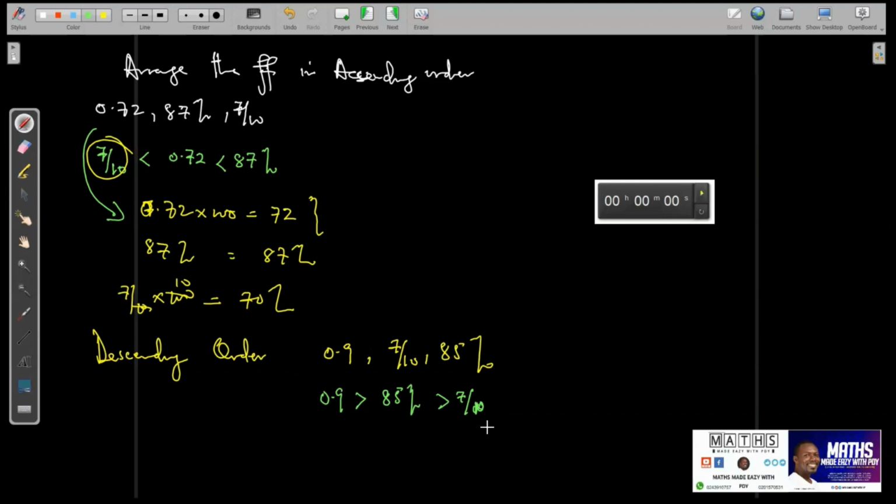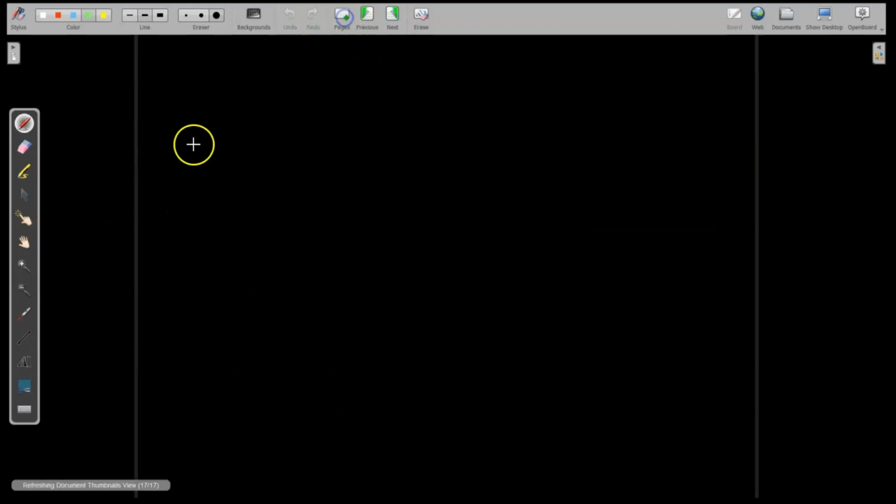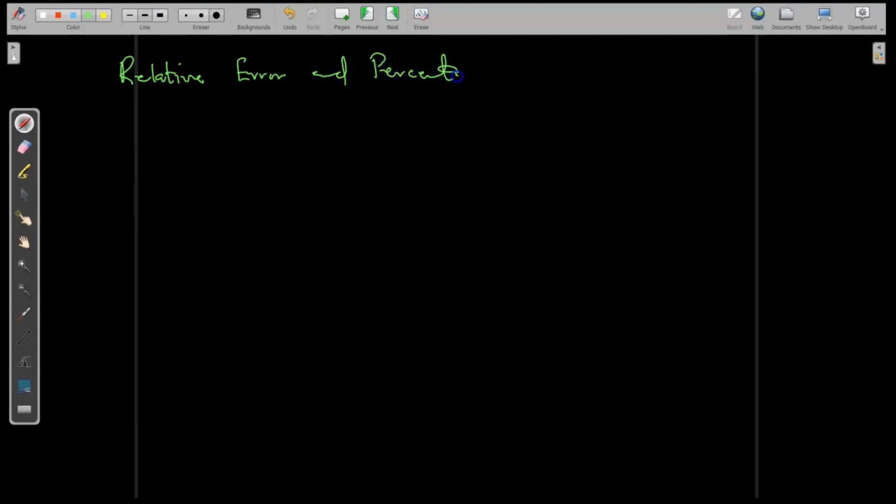Okay, so we are moving on to our last section. Our last section, and that is relative error and then percentage error. That's our last section for today. We are looking at relative error and percentage error. Now, the word error means what to you?